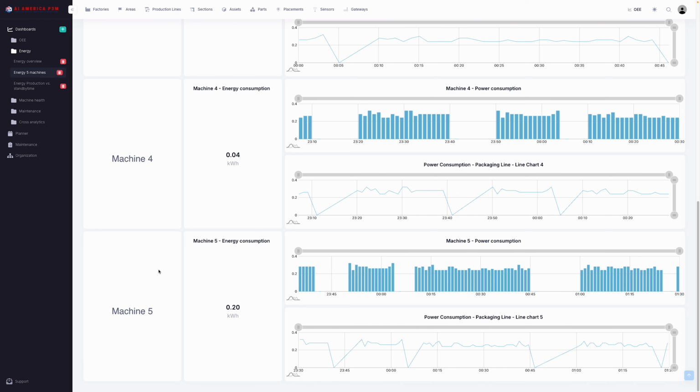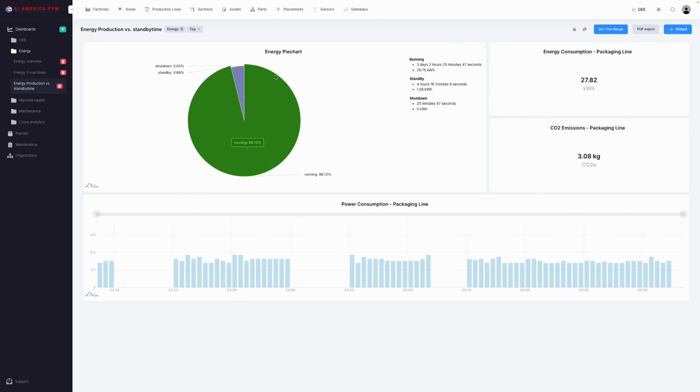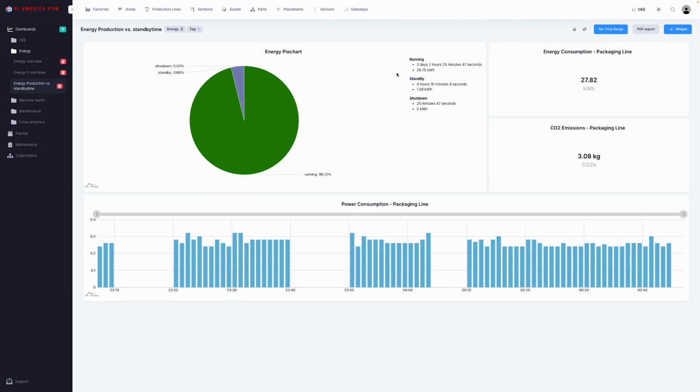Lastly, under Energy, we're going to be talking about energy production versus standby time. Here, we have a pie chart. Under this pie chart, we can see how long the machines were running. They've been running for 3 days, 2 hours, 25 minutes, and 47 seconds. We can also see the total standby time, which is 4 hours, 16 minutes, and 9 seconds. We can also see our total shutdown time for the machines as well. They've been shut down for 25 minutes and 47 seconds.